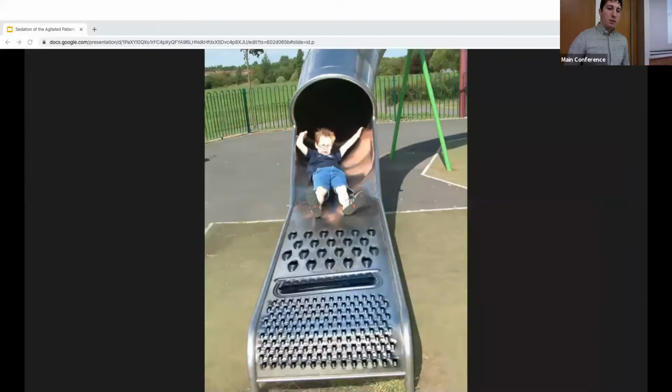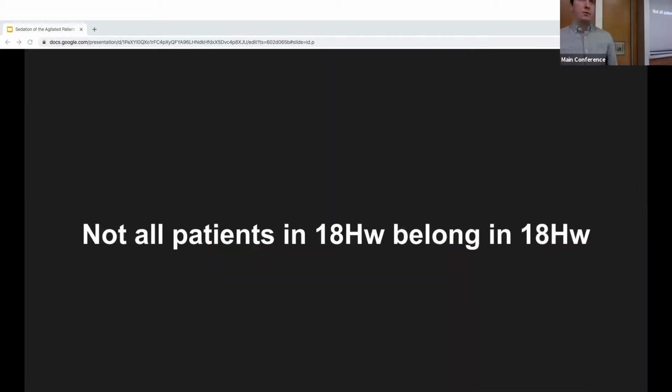On the other hand is harm, right? So we want to do sedation quickly and effectively, but there are also harms related to oversedation. So you have the balance of three. And the last goal, what do I mean by this? Not all patients in 18 hallway belong in 18 hallway.